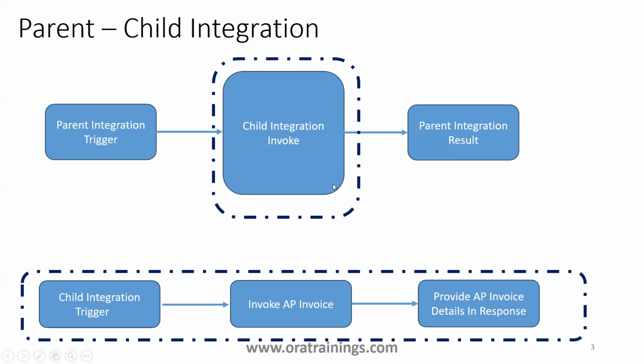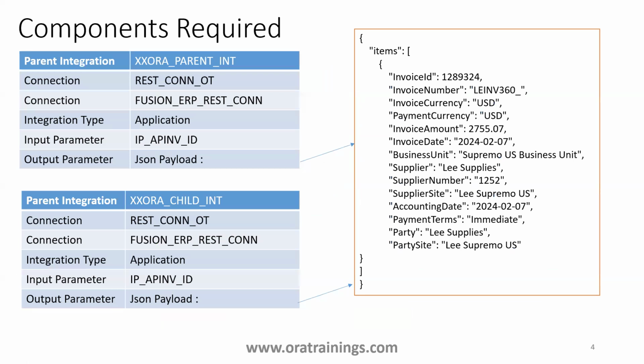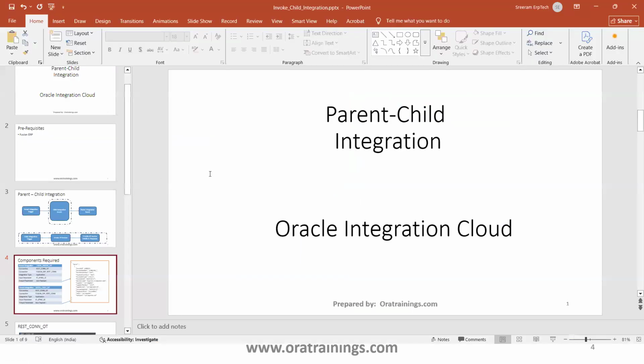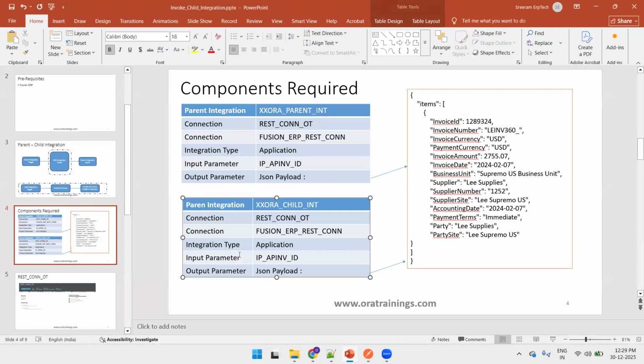And then the response provided by the child integration will be given as the child integration result. So we'll be getting the response from the child integration. This is how we want to design our parent-child integration. You can observe here that the components required for the parent as well as the child are almost the same. The important thing is that the total business logic is implemented in the child integration.